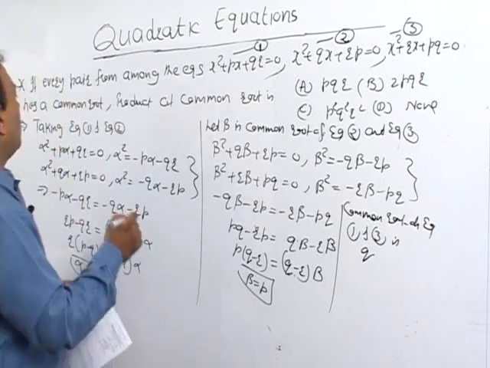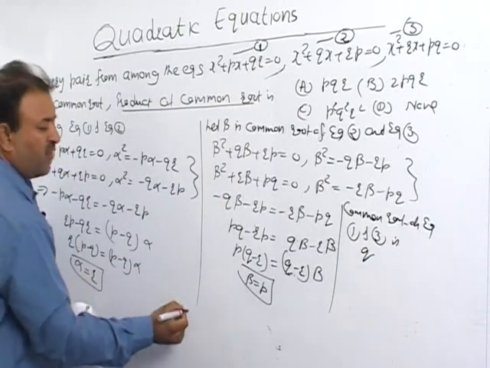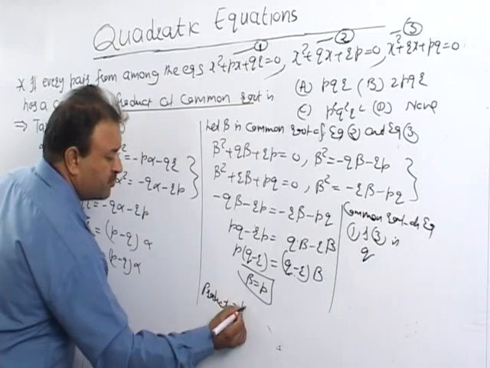So what do we have to find out? We have to find out the product of common roots. See, we have to find out the product of common roots. It is pqr.